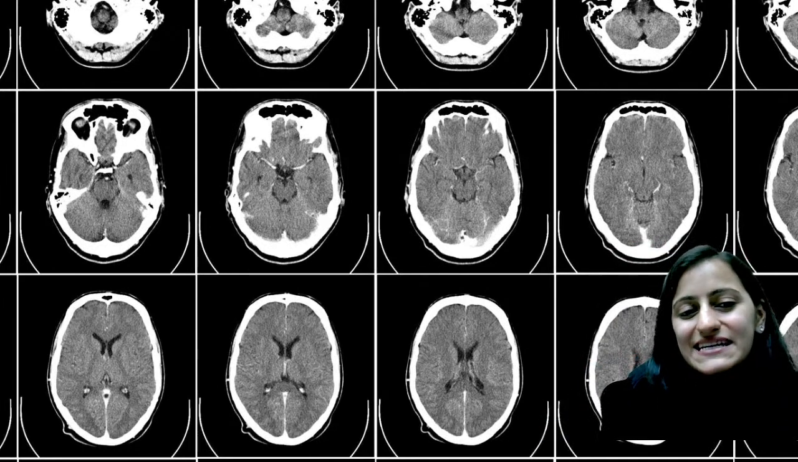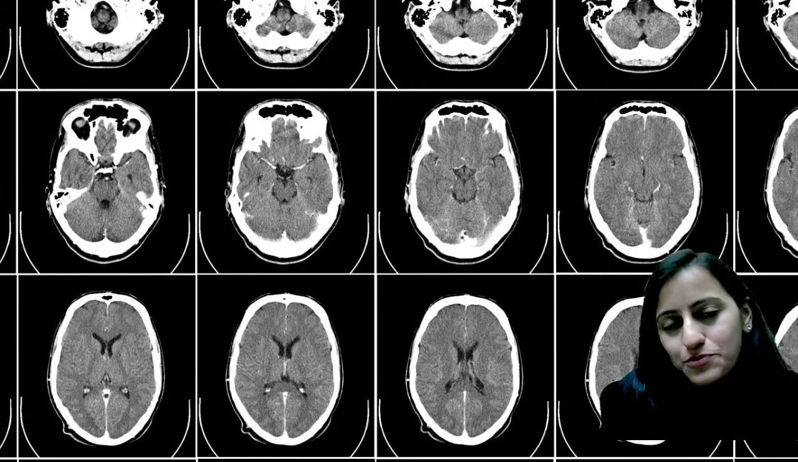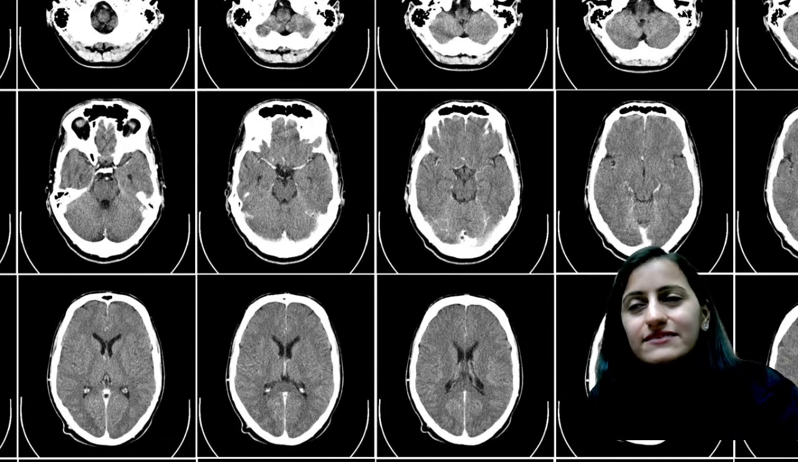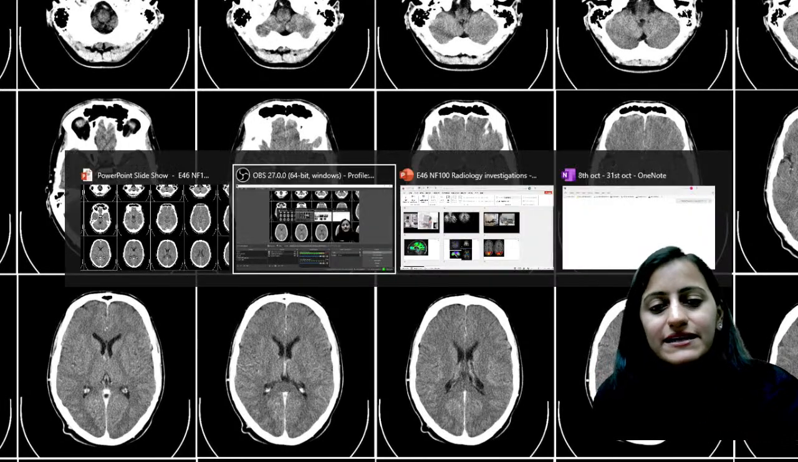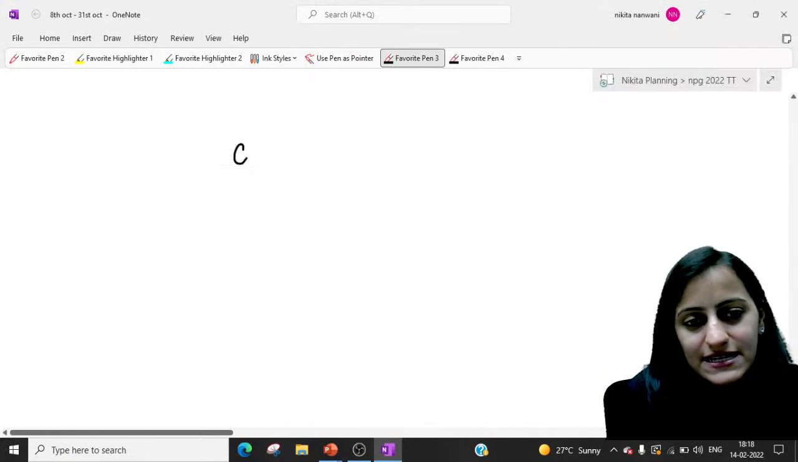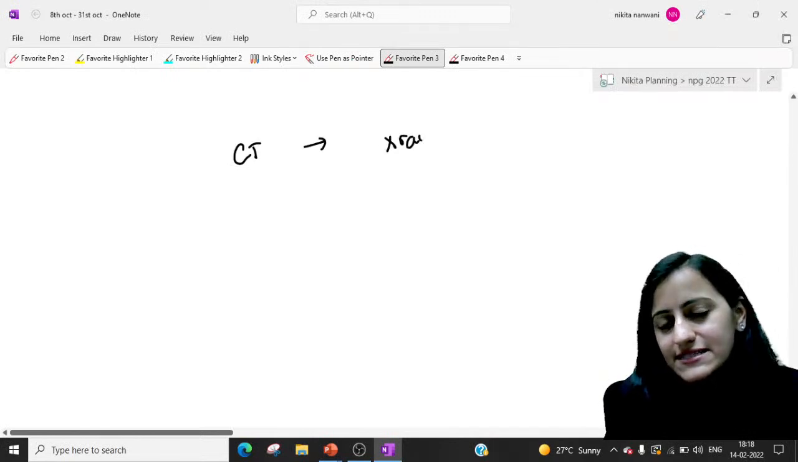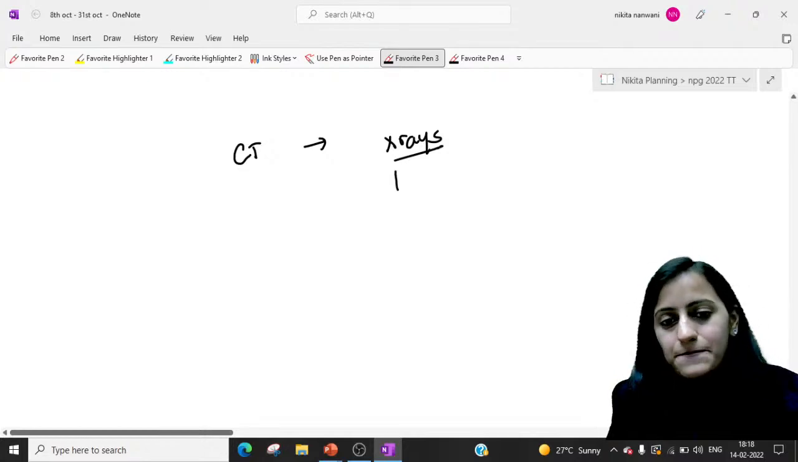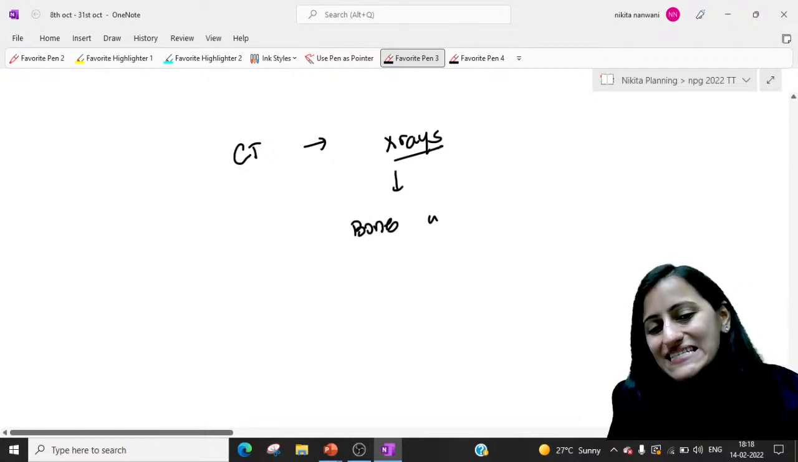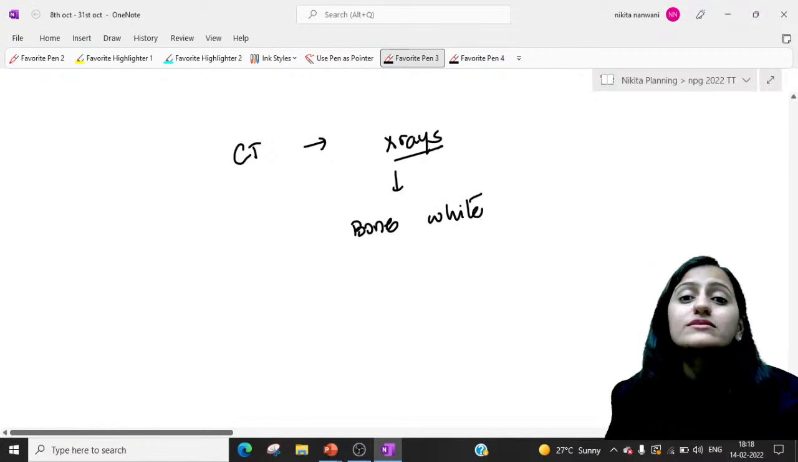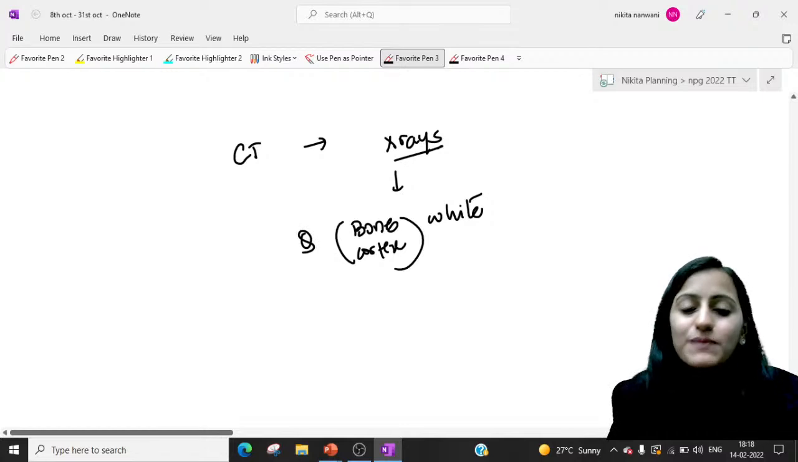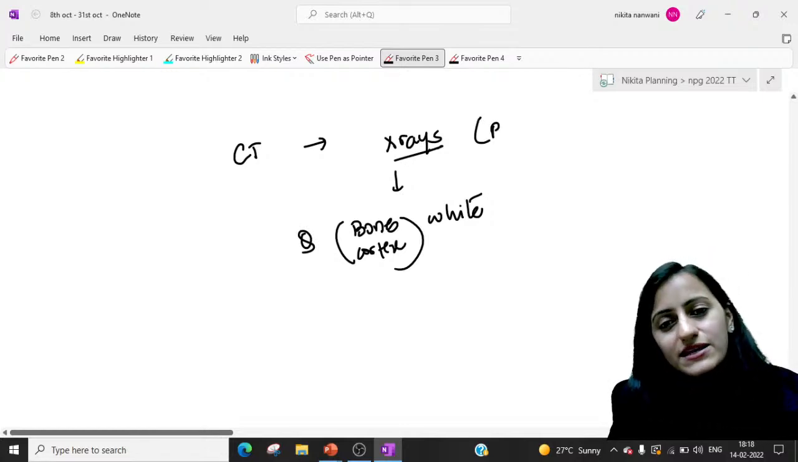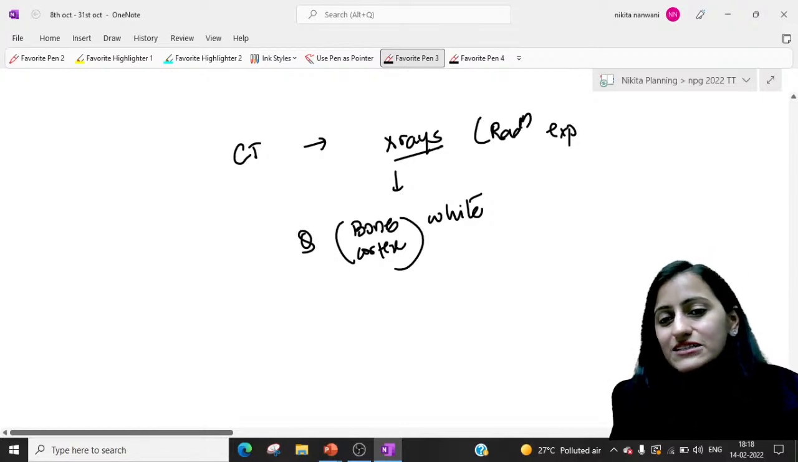See, this is a CT scan because the bone is white. The concept of a CT scan is nothing but an investigation which utilizes X-rays. CT scan utilizes X-rays. That is why the bones would be white in a CT scan. Particularly look for the bone cortex to be very specific. Since it uses X-rays, there will also be radiation exposure in a CT scan.